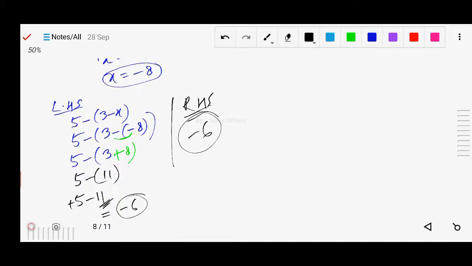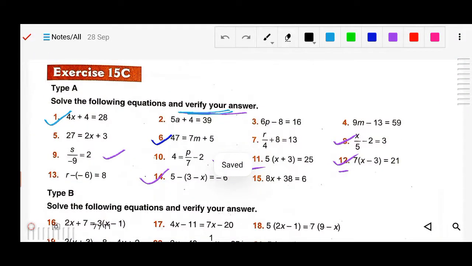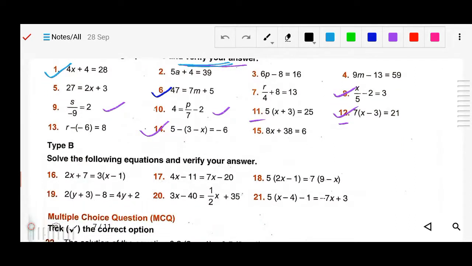Now next question, here you can do this all 15. Okay, here I am going to solve number 17: 4x minus 11 equals 7x minus 20.